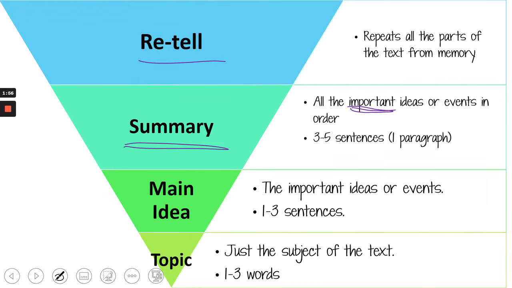If you go down the columns even more, you get down to main idea. Main idea has even less information. It should say the most important ideas or events. You have to pare it down even more and think about what's the very most important. And that would be 1 to 3 sentences usually, depending again on how long your text is. And then if you go down even smaller, you're just at the topic. Remember, the topic is the subject of the text. The who, the what is it about? And it's usually just 1 to 3 words.